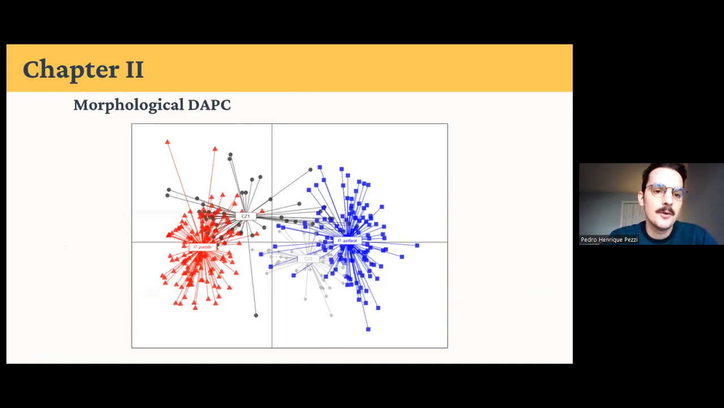The DAPC with morphological data also supports this hybridization. So we can see here in red the morphology of Petunia parodii, and here in blue Petunia axillaris. I think it's hard to see, but this gray corresponds to the individuals from contact zone two, that is, individuals located at the origin of the Negro River. So they fall more within the Petunia axillaris cluster, but we can see some individuals with intermediate morphology between the two subspecies. And here in contact zone one, we can see individuals that fall within Petunia parodii, some that fall within Petunia axillaris, and some individuals that are very intermediate between the two species.